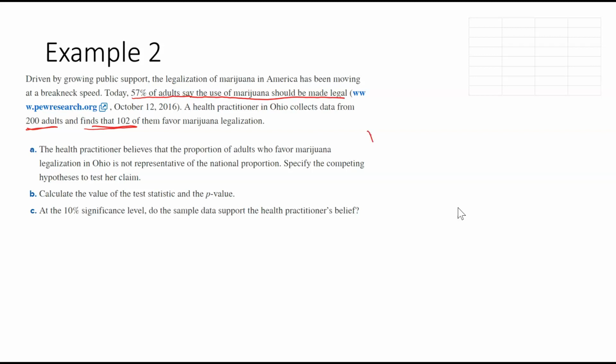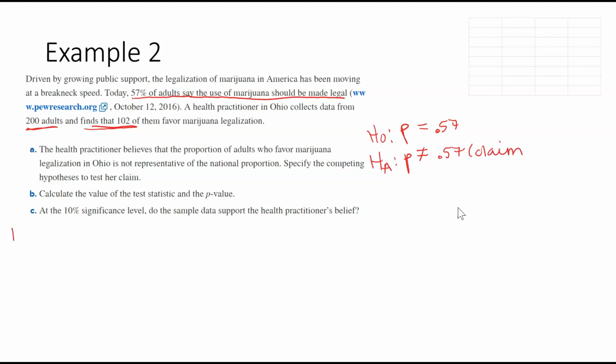Specify the competing claims. So we know we're dealing with proportions here. So P and P, and the national average is 0.57. This practitioner believes that it is not the same. So that would be different than, and that would be the claim.